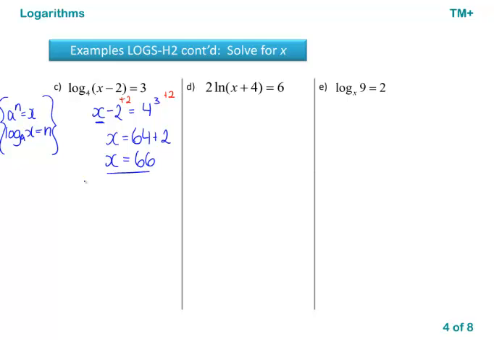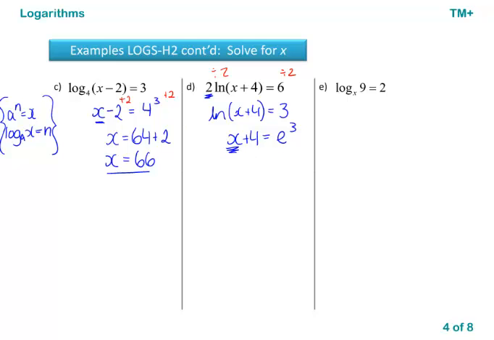Okay, next one. Now I don't have this log on its own at the moment, I have this 2 in the front, so if I divide both sides by 2, I'll end up with a log on its own. So ln of x plus 4 equals 6 divided by 2 is 3. Now I can rearrange it into my exponential. So I end up with x plus 4 equals e to the power of 3.